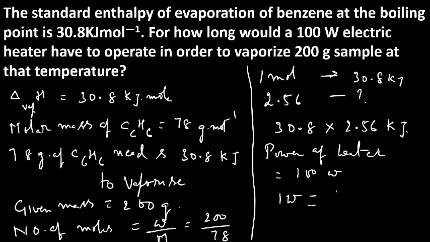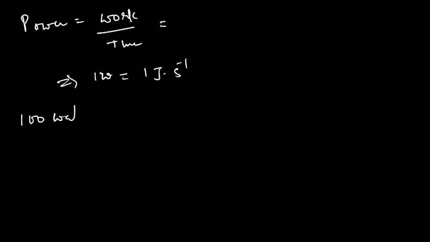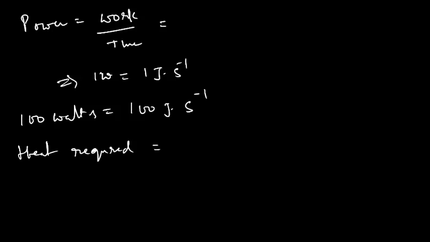Now, power of heater is 100 watt. 1 watt equal to 1 joule per second, since power equals work by time. Now, 100 watts equal to 100 joule per second. Now, heat required equals 2.56 mole into 30.8.